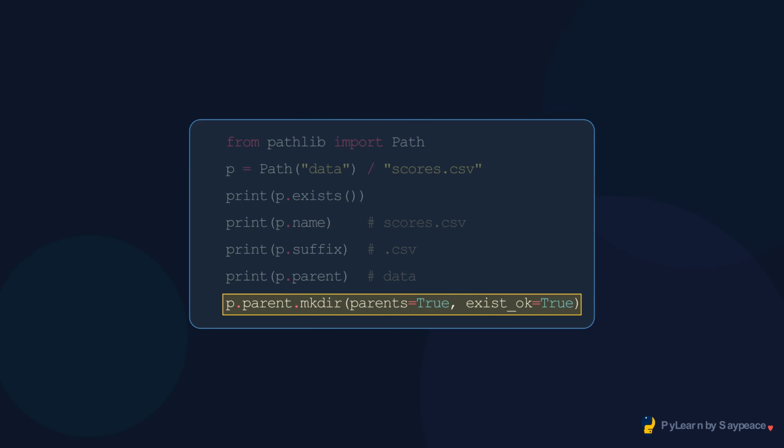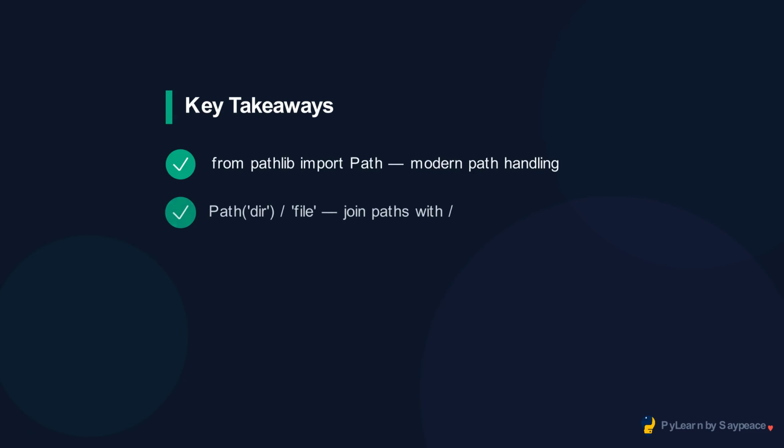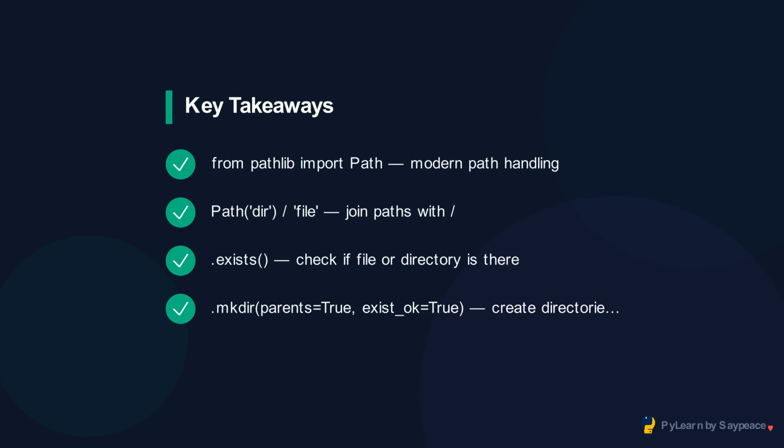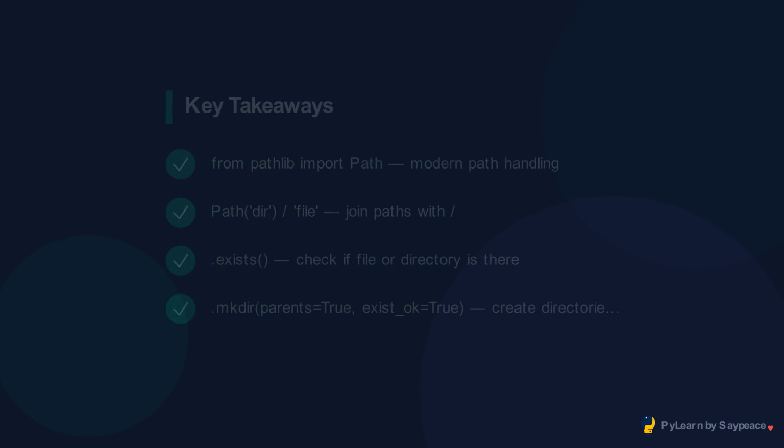mkdir creates the directory. parents equals true creates all intermediate directories, and exist_ok equals true avoids an error if it already exists. Pathlib makes path handling cross-platform and readable. Use it for all new code.